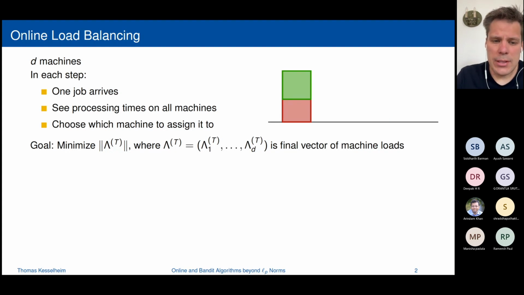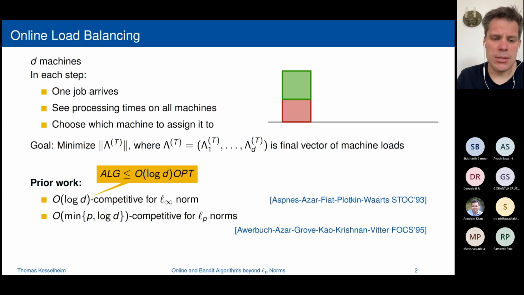What's our objective? Well, the traditional objective is to minimize the makespan. What's the makespan? That's the maximum load of any machine. The load of a machine is just the sum of the processing times of the jobs that we're assigning to that machine. So in other words, we will get this load vector where this lambda subscript i superscript t is the sum of the processing times of the jobs we assigned to machine 1 or 2 or whatever. And the makespan objective would be nothing but minimizing the L infinity norm of this final load vector.